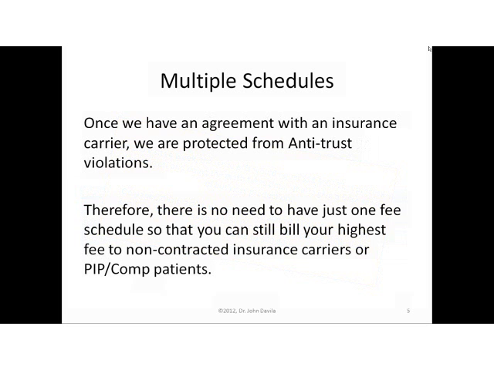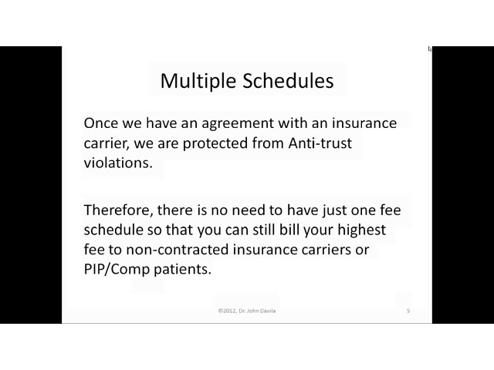Now, once we have an agreement with an insurance carrier, we're protected from antitrust violations, and that's where the violation comes from having dual fee schedules. Therefore, there's no need to have just one fee schedule so that you can still bill your highest fee to non-contracted carriers or PIP and comp. So PIP and comp has nothing to do with this conversation. And then we want to bill our non-contracted rates a higher rate, and that's totally fine. And you can bill your lower rates to your agreed fee schedules as far as agreed with contracts.